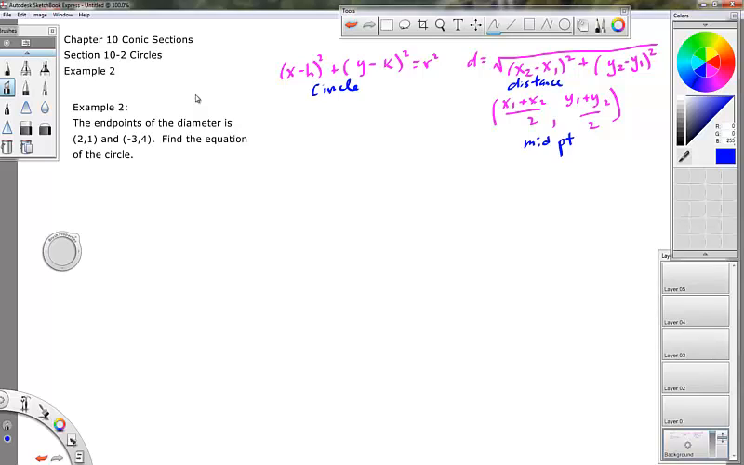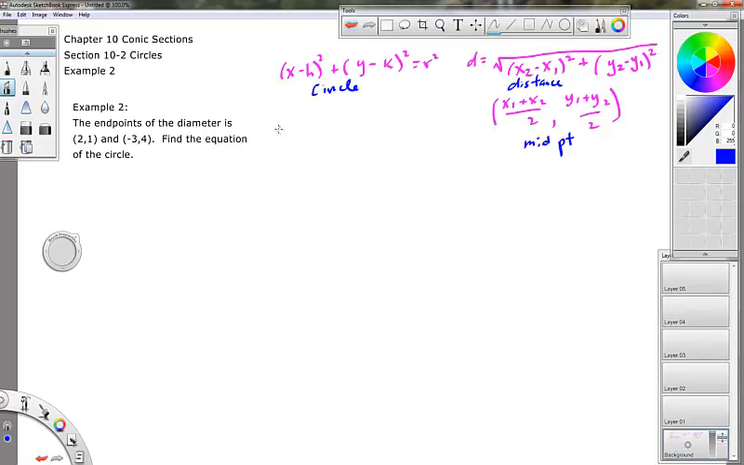Welcome back, pre-calc students. Now example 2, the final example of the day, on circles. So this one is a whole new level of difficulty here. The endpoints of the diameter of the circle are (2, 1) and (-3, 4). And I say whole new level, but it's not over anybody's head. You can do this. The endpoints of the diameter are these 2 points. Find the equation of the circle.